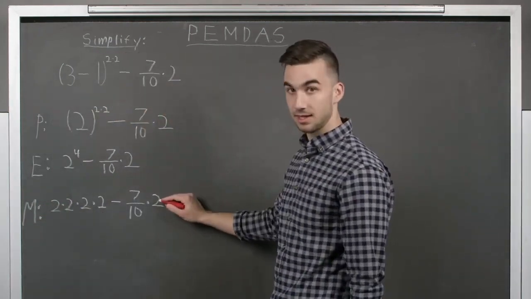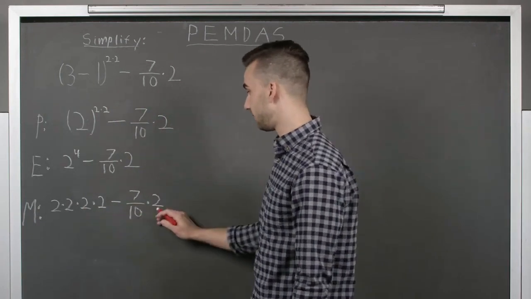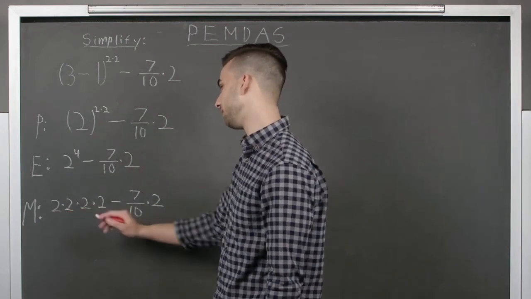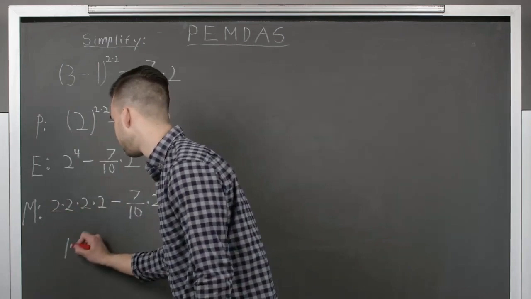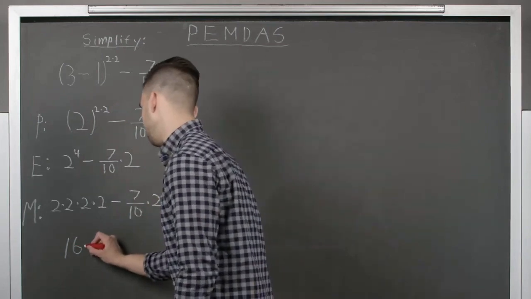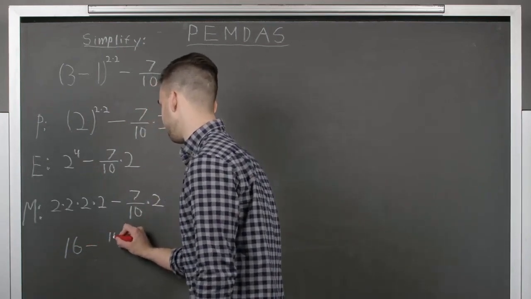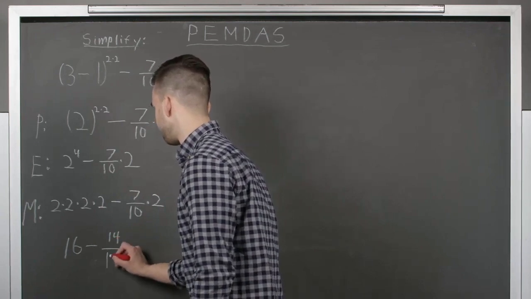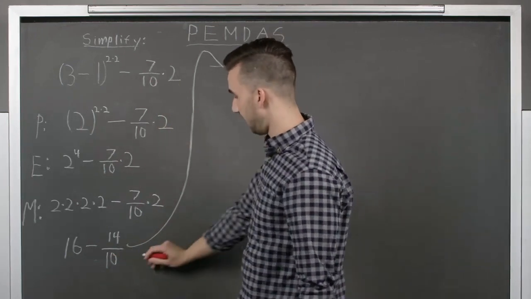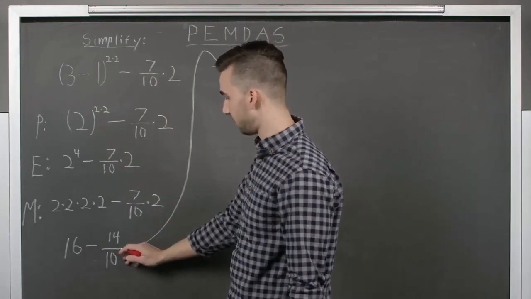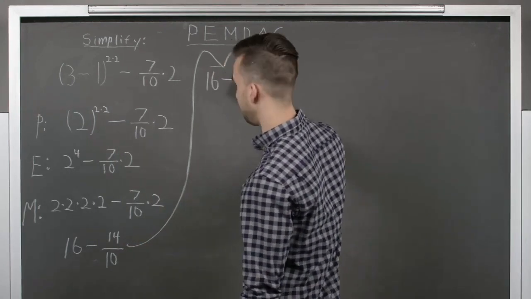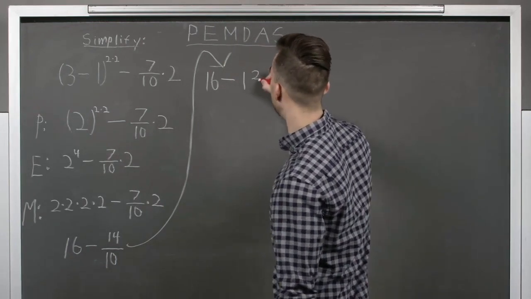Any multiplication here? Yes, a lot. So we can do that. Let's just do our multiplication. 2 times 2 times 2 times 2 is 16. 16 minus 7 divided by 10 times 2 is minus 14 divided by 10. Let's bring it up here. And we can actually simplify this fraction to 16 minus 1 and 2/5.